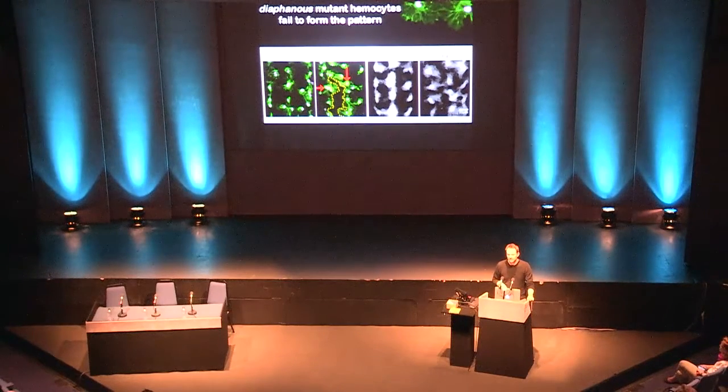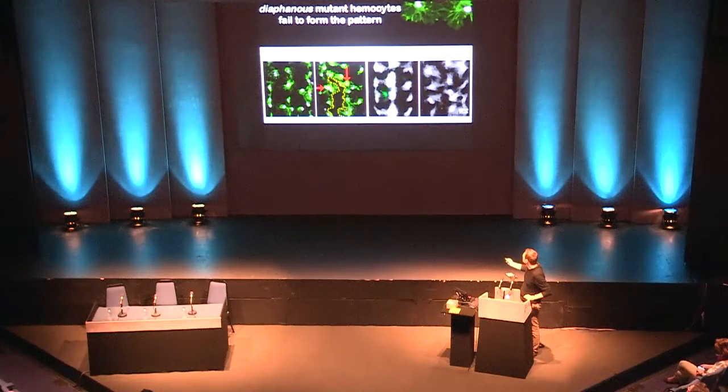But not only can we look at a static image, but we can also look at the average position of hemocytes throughout this entire dispersal process. And when we do that, we come up with these, what we call domain maps. So each of these domains is the average position of a hemocyte throughout the entire dispersal process.